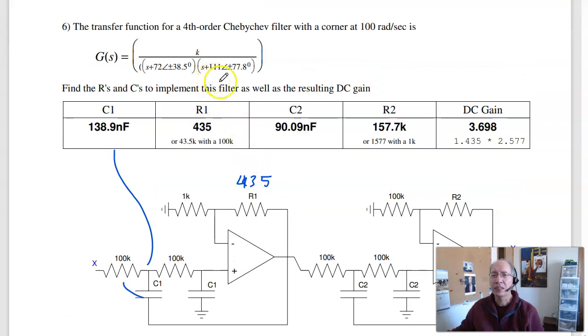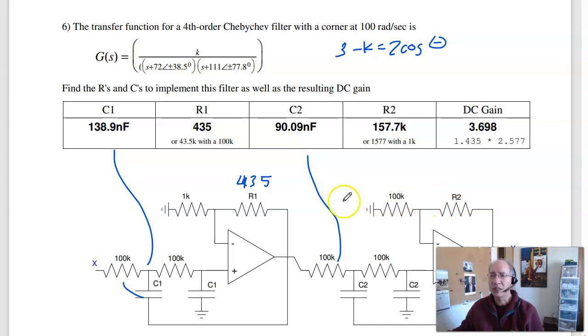The second stage pole is at 111. So R is 100k, solve for C2. C2 is 90 nanofarads. Angle is 77.8 degrees, and that gives you 3 minus k is 2 cosine of the angle. Solve for k, I get a gain of 2.57. So R2 is 1.57 times R1, times this resistor, 157k.